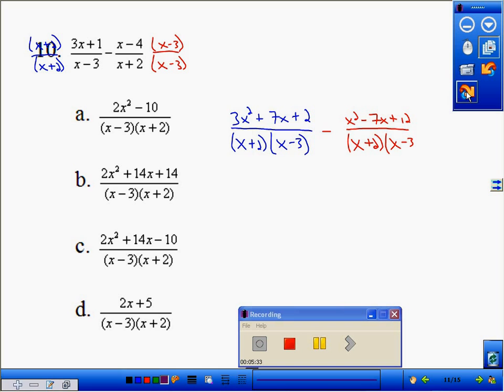Now we just need to put our x squareds with our x squareds, our x's with our x's, and our constants with our constants. 3x squared minus x squared is 2x squared. 7x minus negative 7x is going to be plus 14x. And 2 minus 12 is going to be minus 10, all over x plus 2 times x minus 3, which is C. And this will conclude part 2 of our Common Assessment number 5.